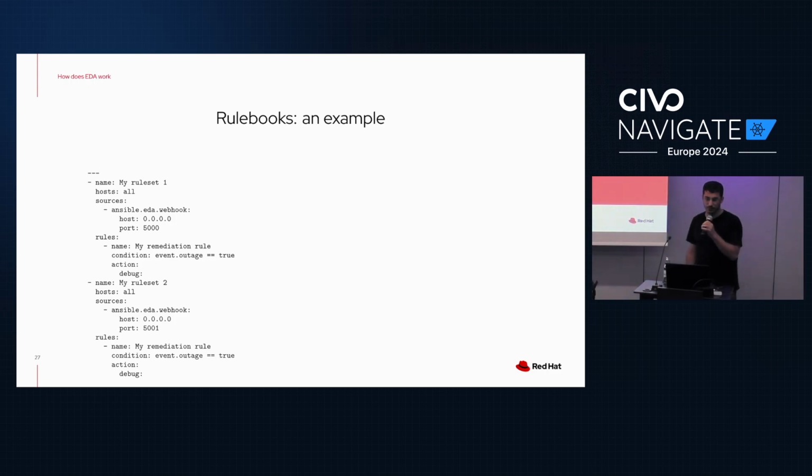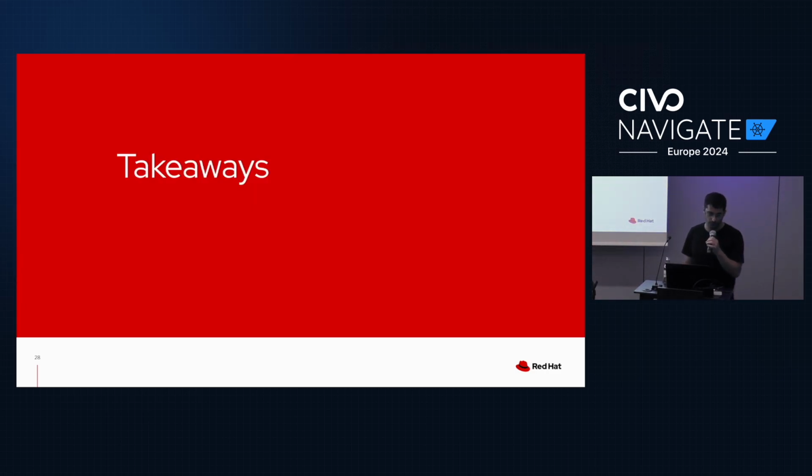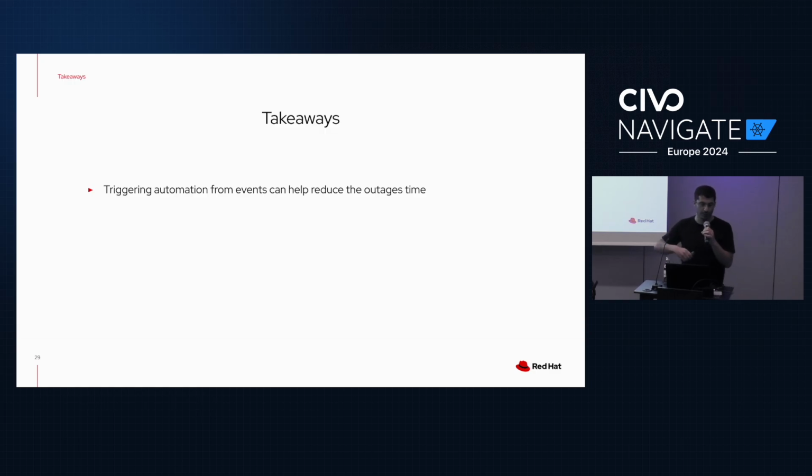So some takeaways. The first one is that triggering automation from events can reduce the outage time or any intervention time, because obviously you remove all the human process of figuring out that something happened and then asking: should I do something? Should I try to fix it? Should I escalate this or whatever?